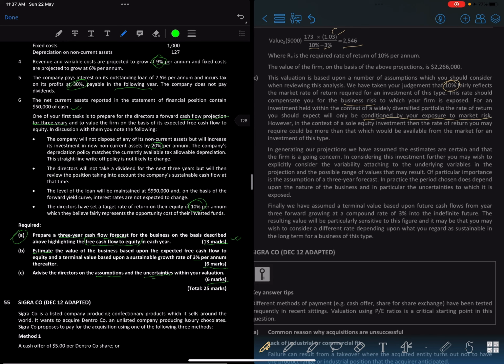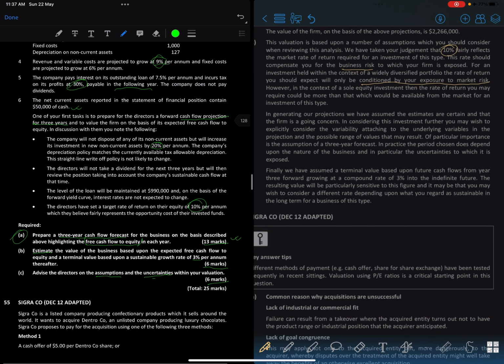However, in the context of a sole equity investment, the rate of return you may require could be more than what would be available in the market for an investment of this type. Why would you say that? Because you are a sole equity investment, right? So that means in your portfolio, you might not have well diversified investments. Since you are only investing in one thing, you will require a higher rate of return, okay? And yes, it's just more risk to you in general.